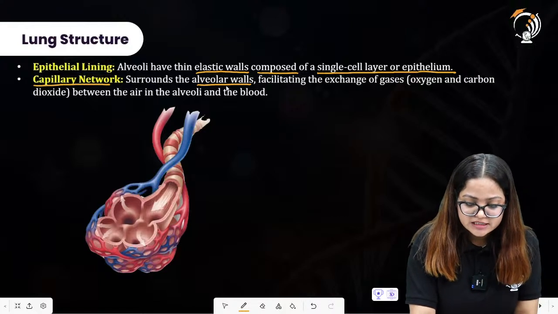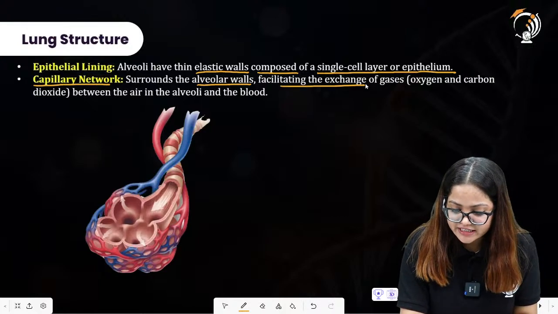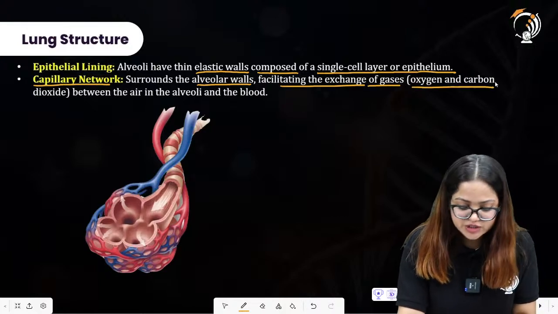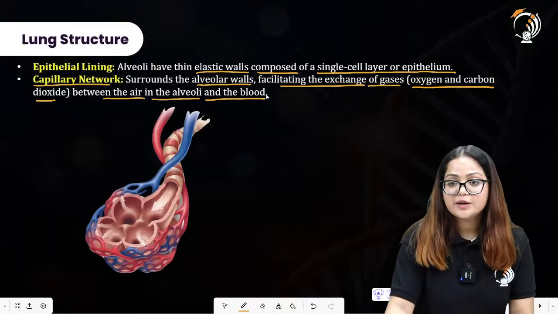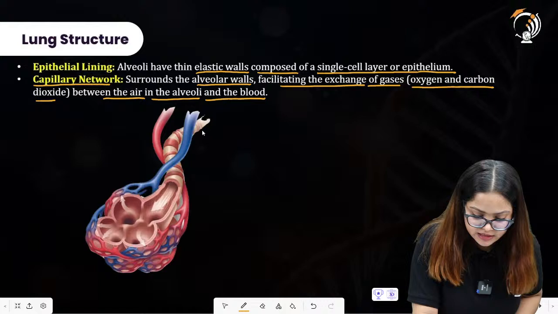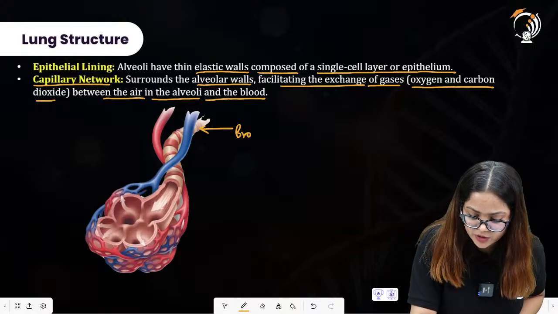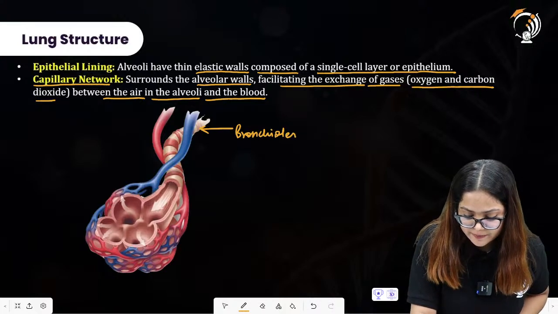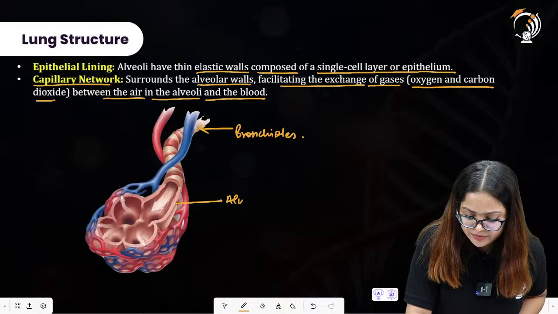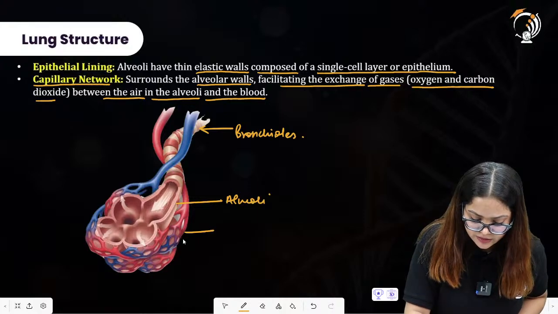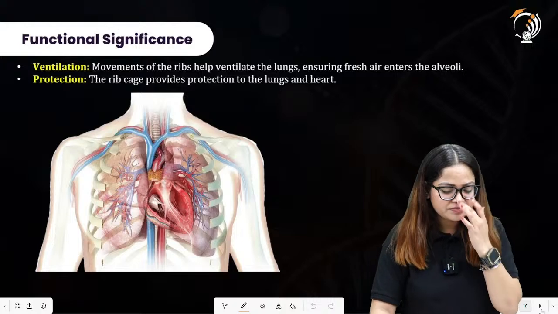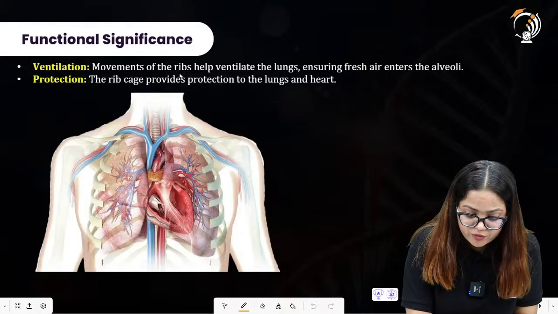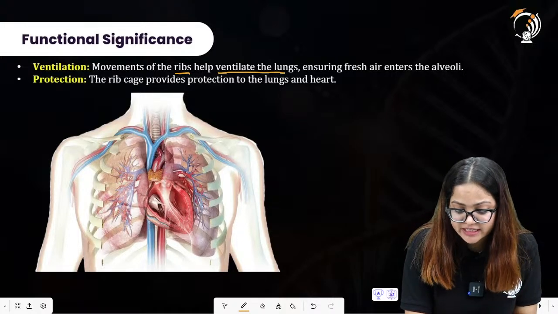Capillary network surrounds the alveolar walls, facilitating the exchange of gases, oxygen and carbon dioxide, between the air in the alveoli and the blood. These are fine branches here. These are again bronchioles. What are these? These are alveoli. What are these? Red and blue structures. These are blood capillaries.